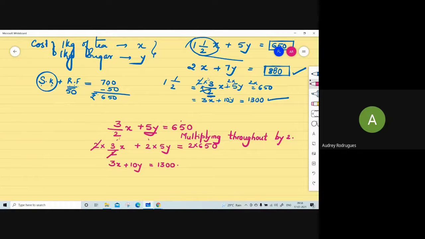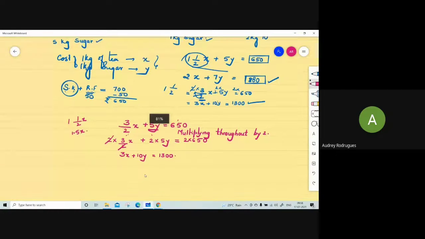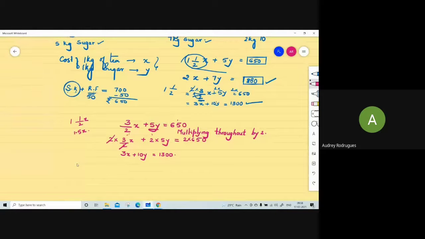Is this step clear to everyone? Now, someone was asking if I take 1 upon 2x as 1.5. Now, if you are taking it as 1.5, you will tell me all the steps after considering it as 1.5.